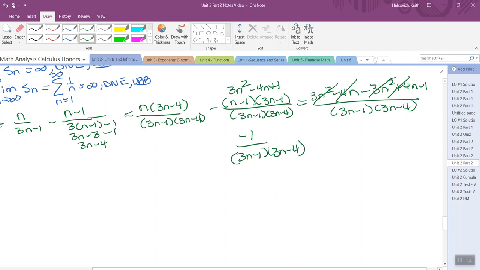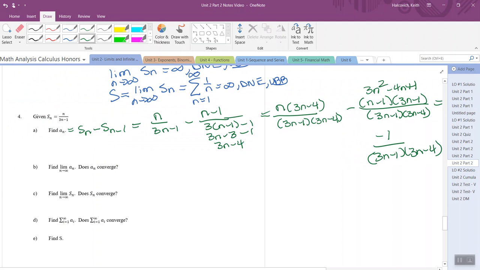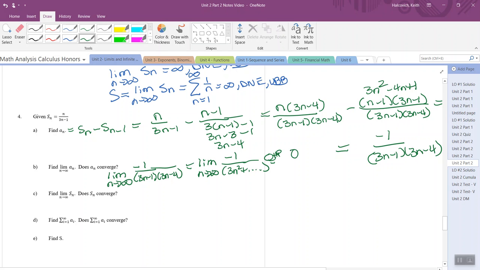That is a sub n. So the limit as n approaches infinity of negative 1 over 3n minus 1 times 3n minus 4 equals, so if you want to simplify here, you get negative 1 over 3n squared plus dot dot dot. So if you observe highest powers, you get 0 over 3, which is 0.